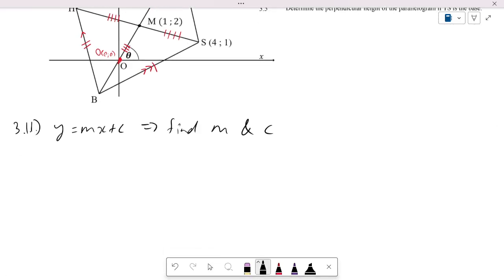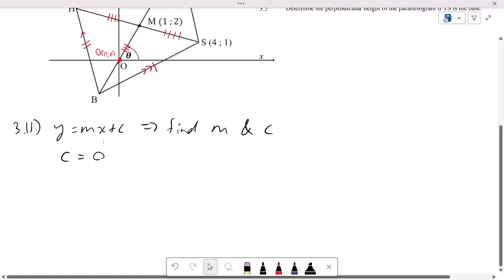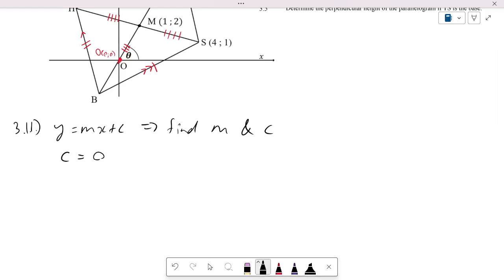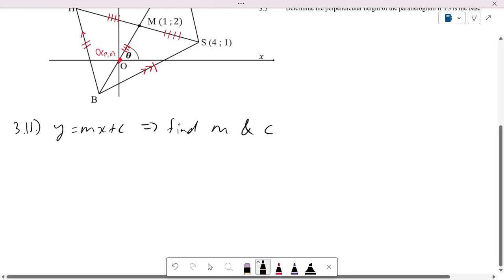Okay? So first of all, we know that our c value here is just going to be equal to 0, right? So we already know that this c is not going to be there, right? And the reason why this is true is because it's passing through our origin. But for now, let's not focus on that, because I'm pretty sure you guys have learned to first find the gradient. So we're going to find the gradient first.